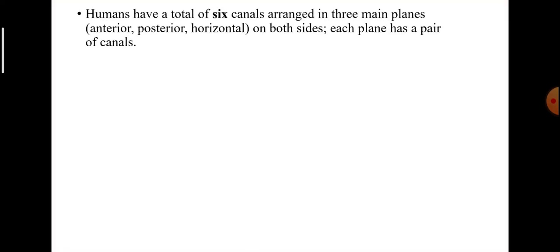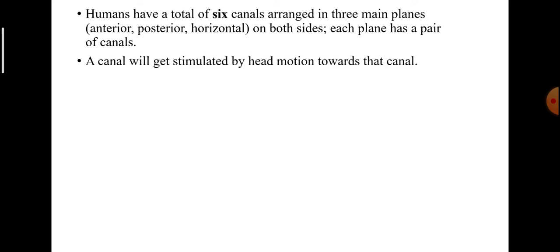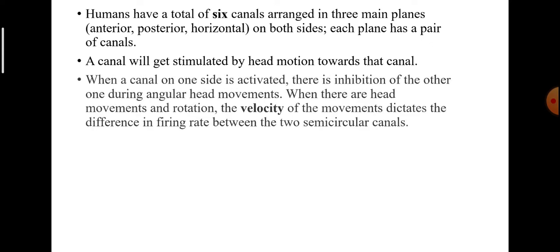Humans have a total of 6 canals arranged in 3 main planes: anterior, posterior, horizontal, on both sides. Each plane has a pair of canals. A canal will get stimulated by head movement towards that canal. When a canal on one side is activated, there is inhibition of the other one during angular head movements.